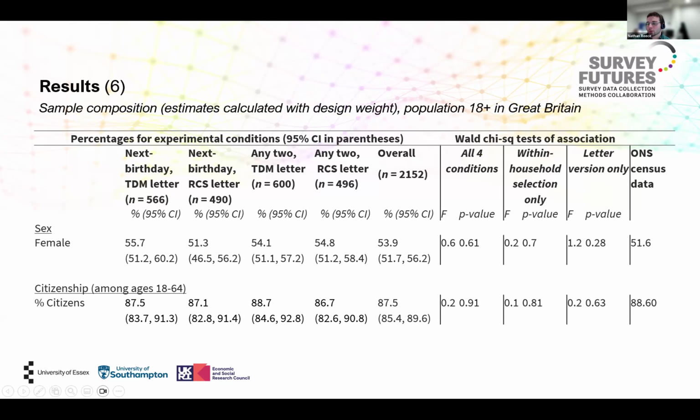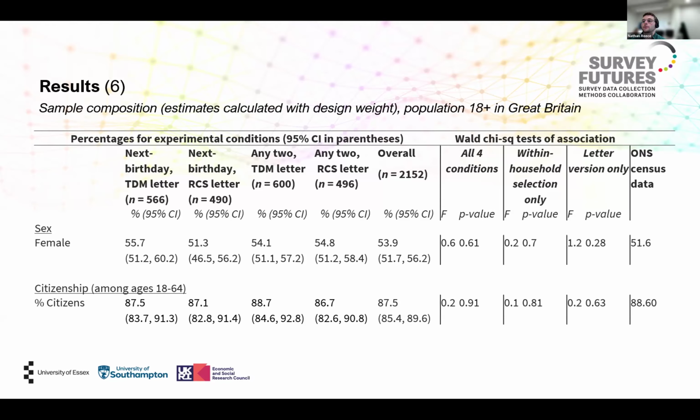Moving on to sample composition. So we looked at four variables for this. We looked at sex, citizenship, education, and age. For sex and citizenship, there were no significant differences between the four groups. You can see that.